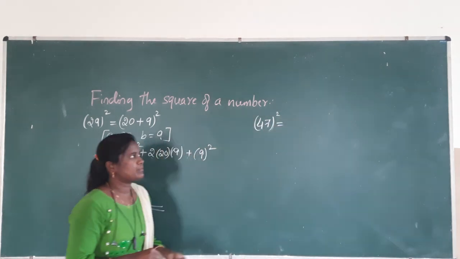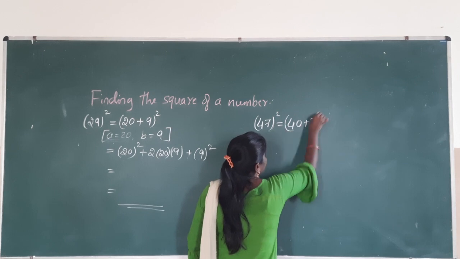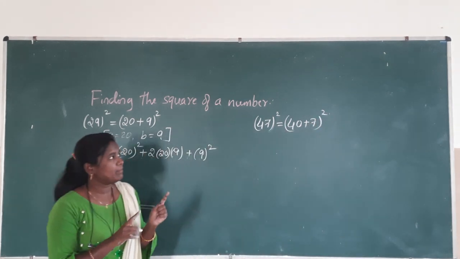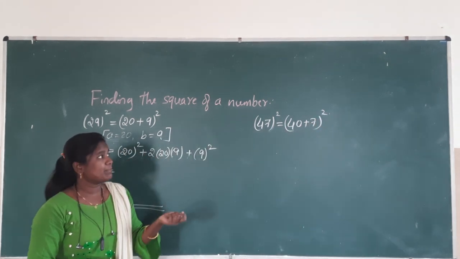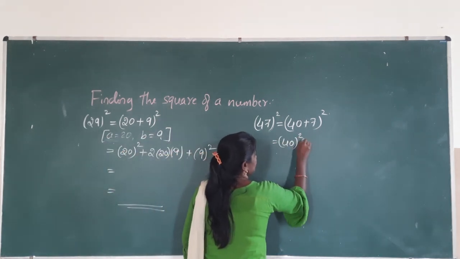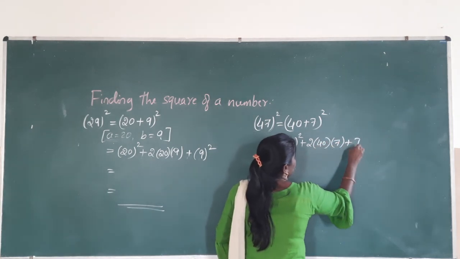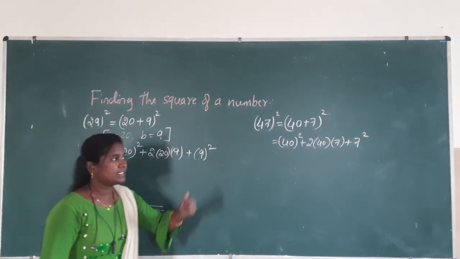47 square, it can be split as 40 plus 7 whole square. Yes, it is nothing but a plus b whole square. What is a plus b whole square? Again it is a square plus 2ab plus b square. Get the answer?